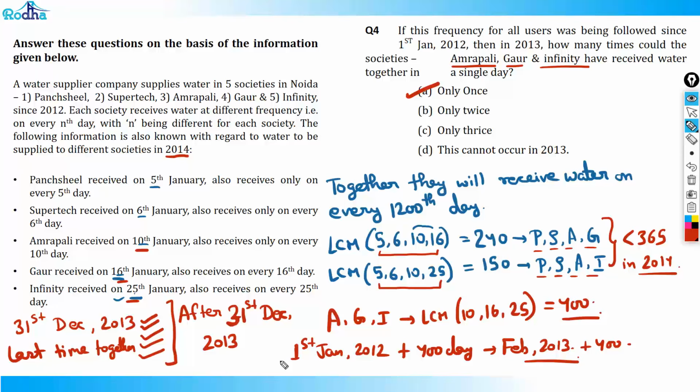That means after 400 days from 1st Jan 2012, which is 365 days, 1 year, plus 35 days, that is around February 2013. So they'll receive water together one time in February 2013. We can calculate the date also, but it is not required here. Plus again 400 days, and it will go into March 2014. That means in 2013 only once, so one is the answer to this question.